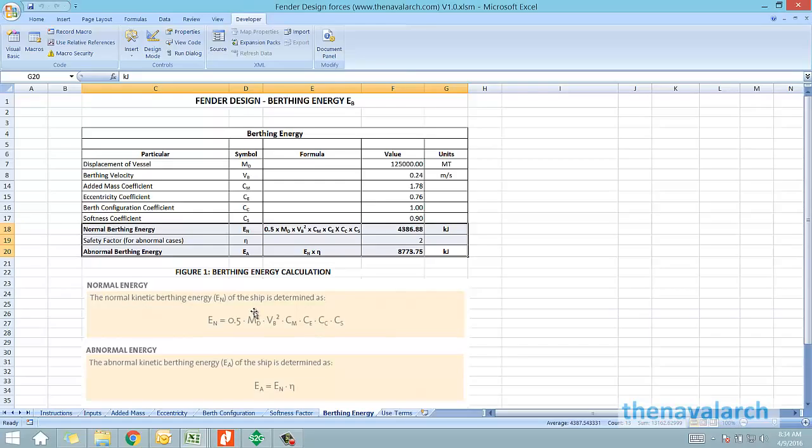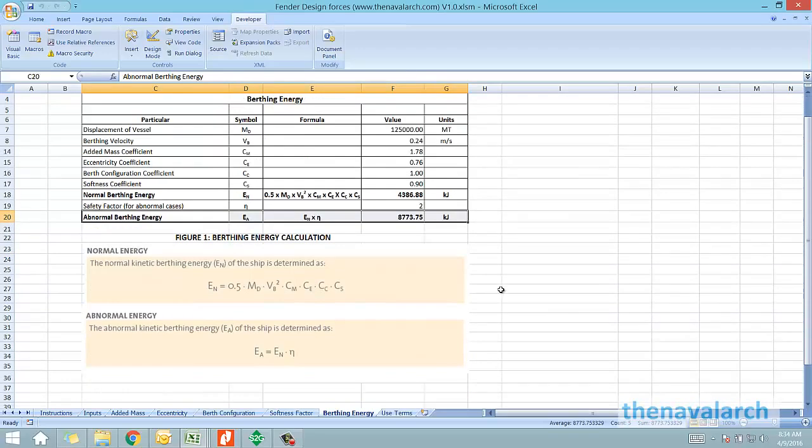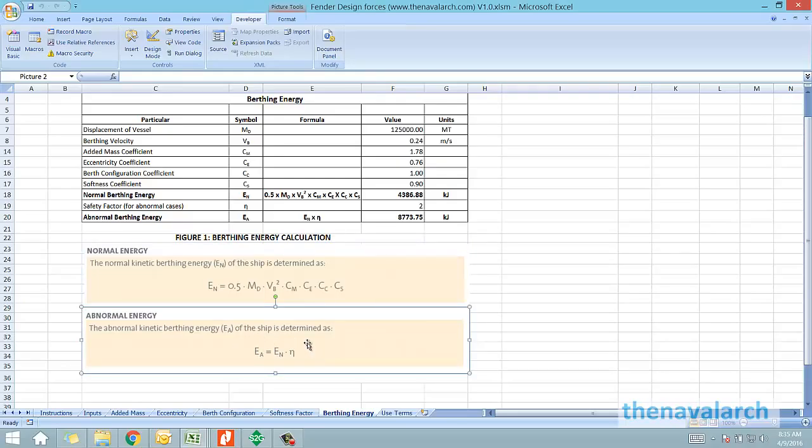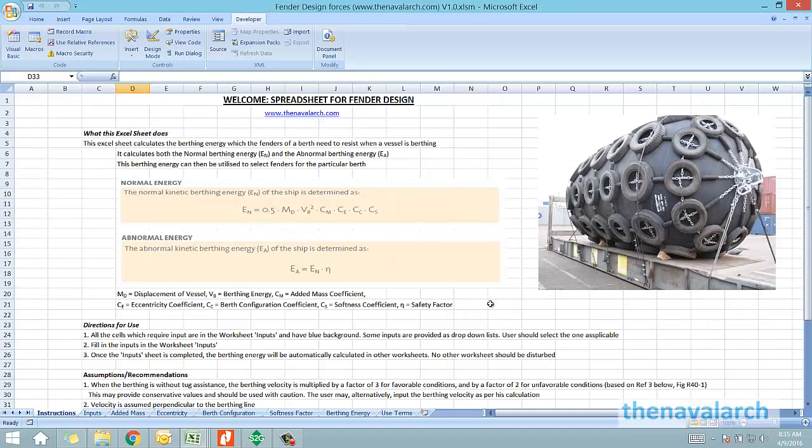The spreadsheet calculates the normal berthing energy and the abnormal berthing energy, which is for abnormal cases like a storm when the vessel hits with higher speed. For that, a safety factor of 2 is taken based on BS 6349. Once this berthing energy is calculated, the fenders can be selected to absorb this normal berthing energy and the abnormal berthing energy. Normal berthing energy is to be absorbed by the fender for normal operations which are very frequent and day-to-day, while the abnormal berthing energy is also required to be absorbed by the fender with as little damage as possible. That was about the fender design berthing energy calculation spreadsheet designed by navalarc.com.